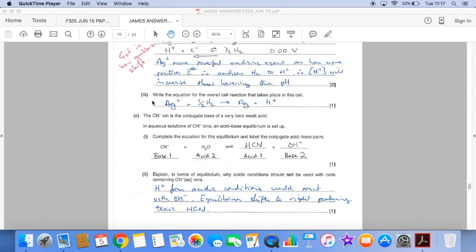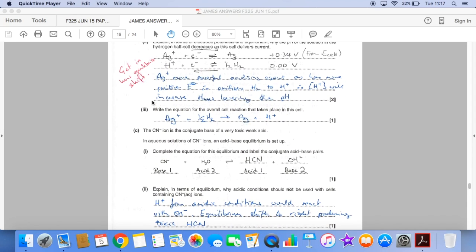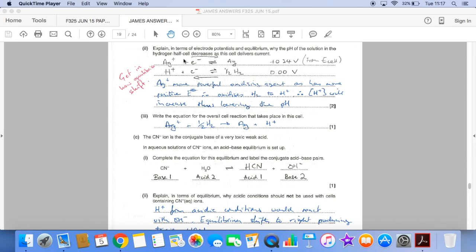The equation for the overall cell reaction that takes place, well, again, I'm going to use these. I don't need to multiply any out because I've got the same number of electrons in each half equation. So this one proceeds forwards. So it's this silver ion plus a half H2 will make a silver atom and an H+ ion.